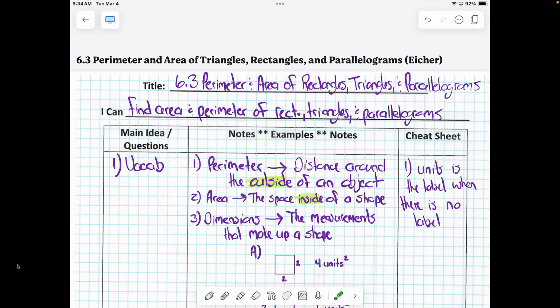Eicher's class. After a forever and ever time, we finished these notes. 6.3, perimeter and area of rectangles, triangles, and parallelograms. You ready to talk about it?